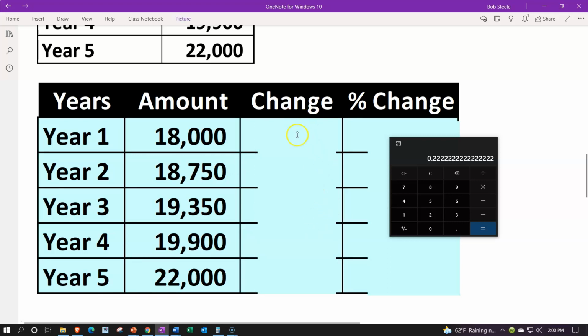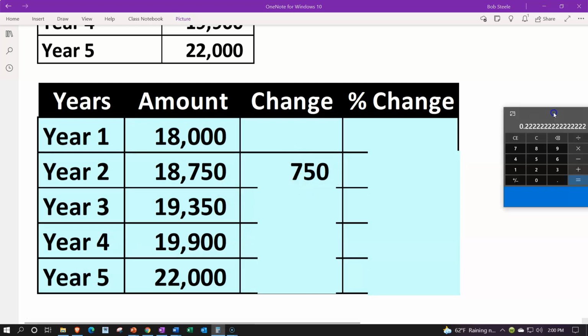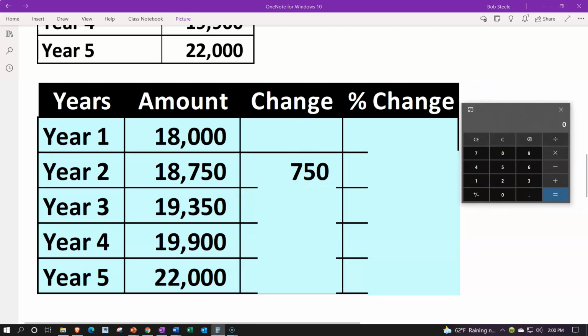So then we're going to say, okay, let's see the change. Now, obviously, if we look at the change for the first year we're starting at, there's no change there. We're then going to say that we have the new year, year 2, compared to the base year. So we're then going to be taking our trusty calculator. We'll take the new year's 18,750, it went up, minus the 18,000, went up by 750.